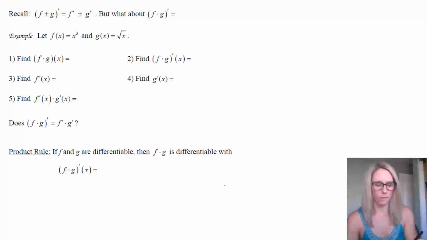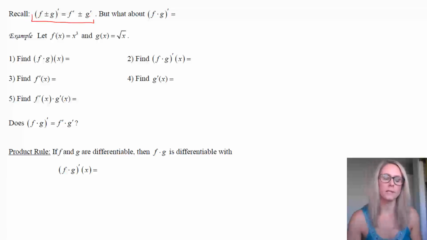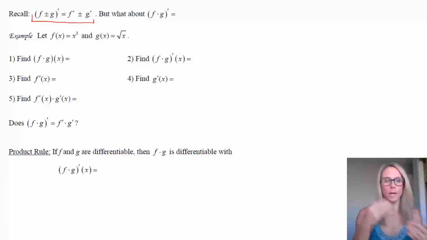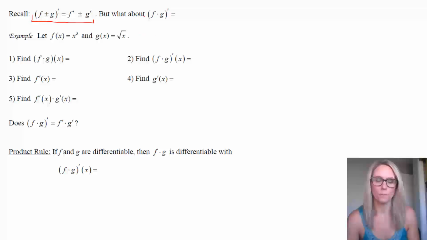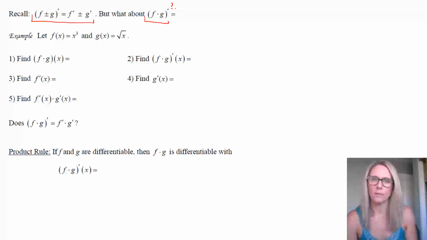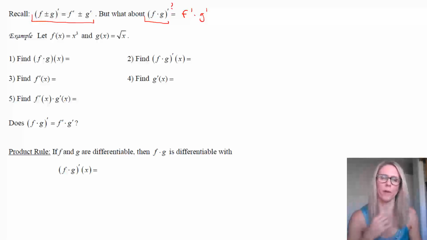Okay, so now we have a couple more rules and laws. We'll take a look at one that's kind of exciting, which we just did. It says if you have f plus g and you're taking the derivative, you can take the derivative of each piece. But is that true for f times g? Is it possible that the derivative of the product is simply the derivative of f times the derivative of g? So we're going to take a look.